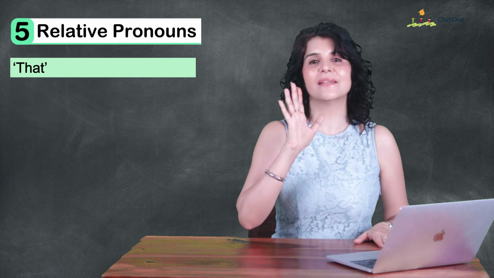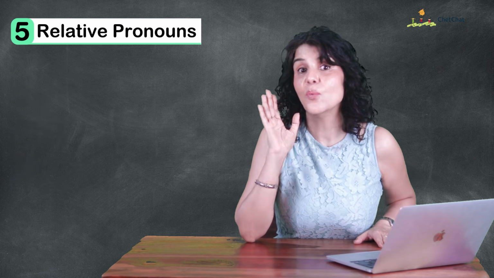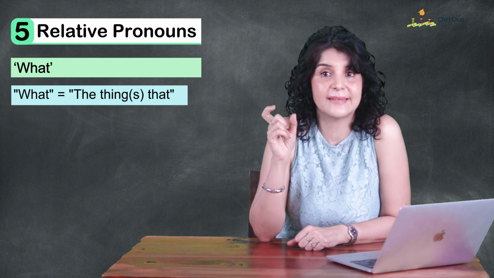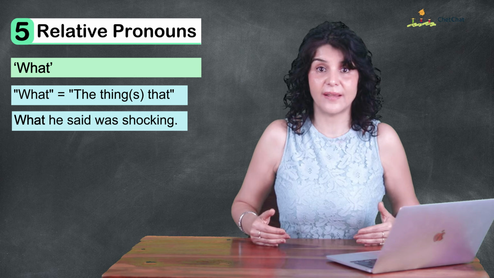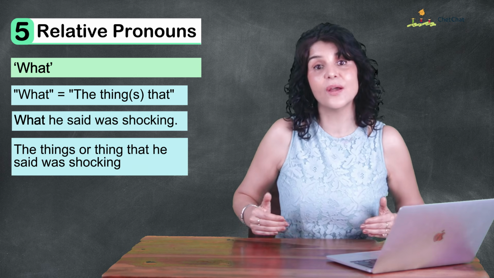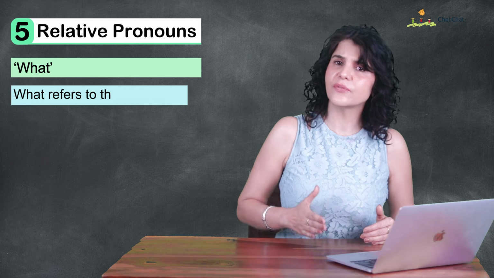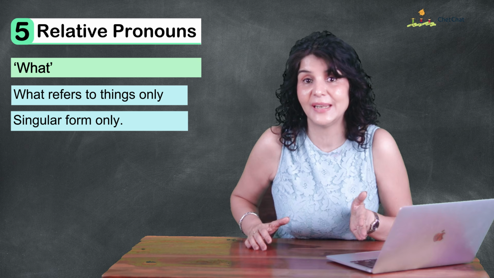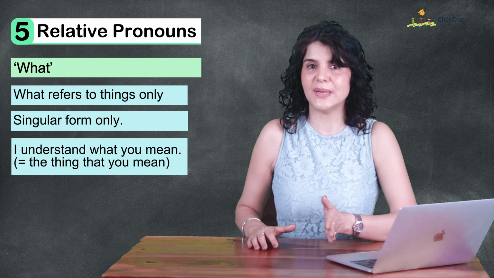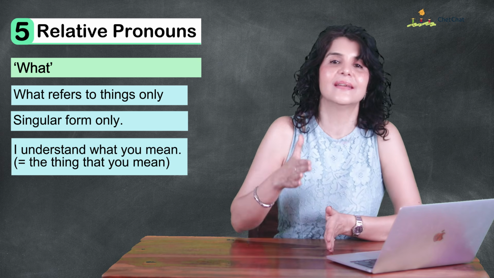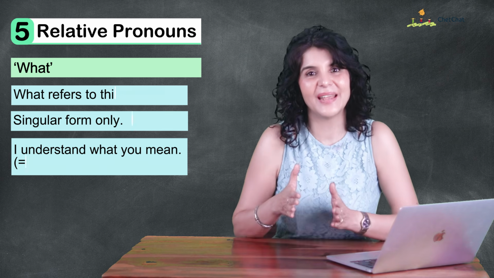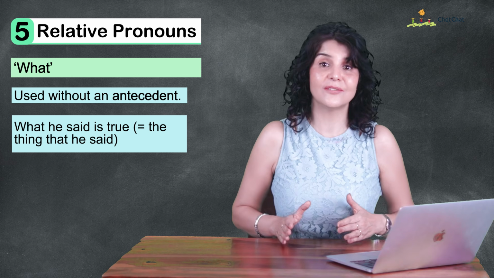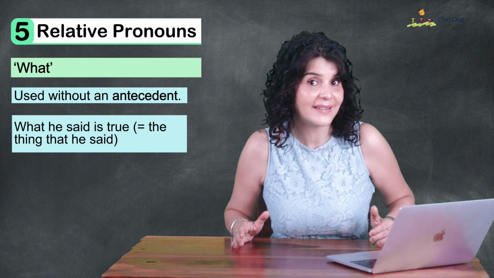Now let's take up another very important relative pronoun, what. What is used to mean the things that. What he said was shocking. The things or thing that he said was shocking. What refers to things only and is used in singular form only. I understand what you mean. The thing that you mean. It is used without an antecedent. What he said is true. The thing that he said is true.